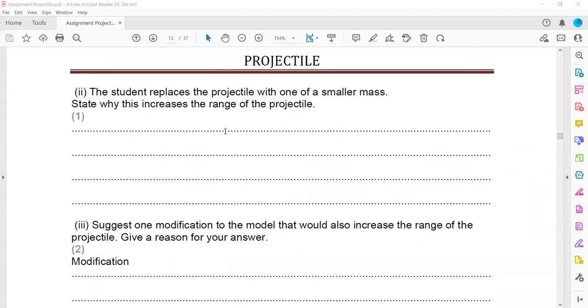A student replaces the projectile with a smaller mass. State why this increases the range. Look, because the elastic strain energy is converted into kinetic energy. And what is kinetic energy? Kinetic energy is half mv squared. Because the projectile is launched with the same angle, the kinetic energy is the same. If kinetic energy is the same and we are using a smaller mass, the speed of the projectile should increase. As the speed of a projectile increases, the range will also increase.